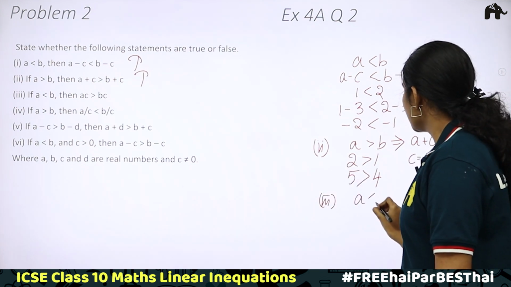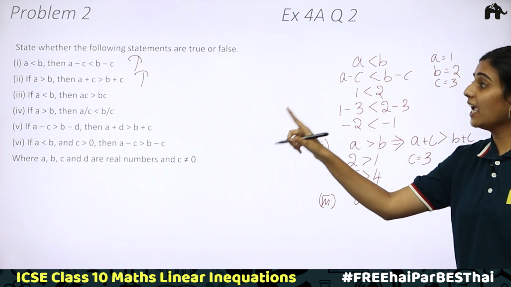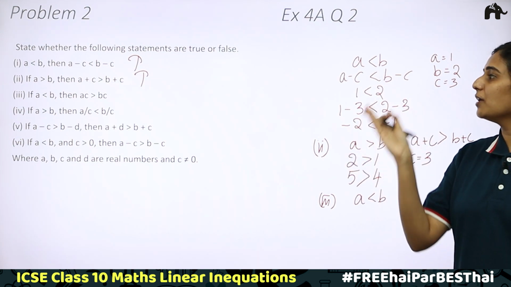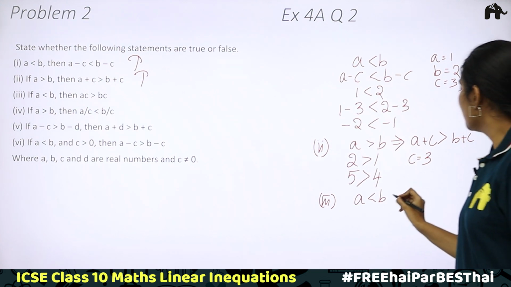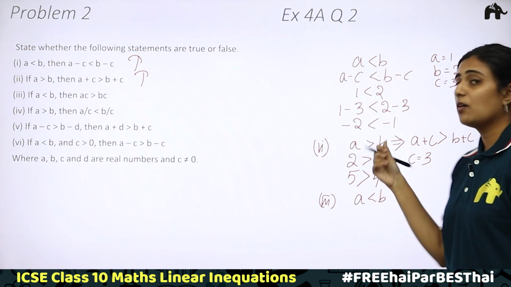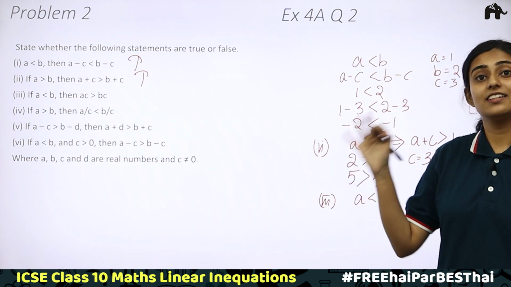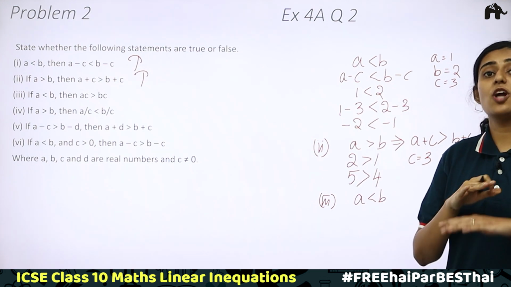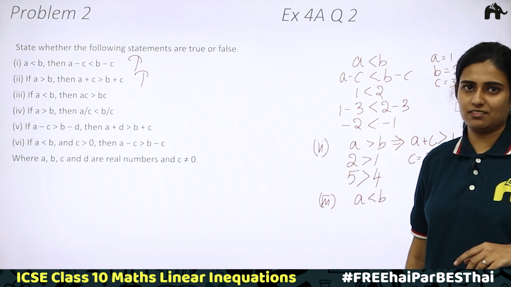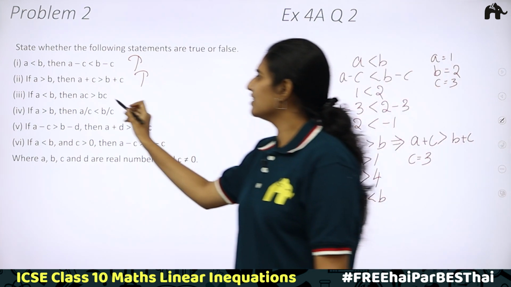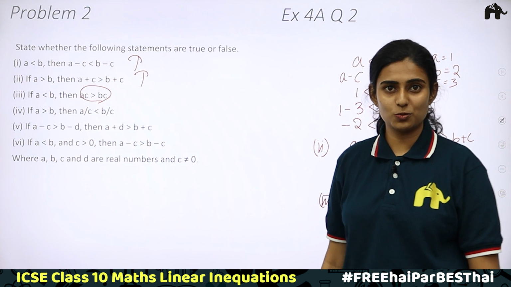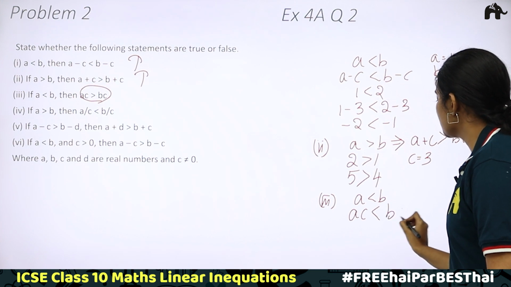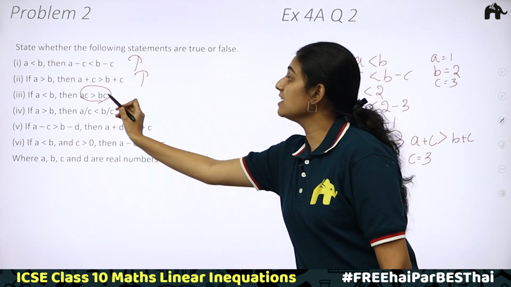Now the third one. If A less than B, then AC greater than BC. Here we are multiplying C on both sides. When you multiply C, what happens? Which rule are we using here? Third rule. Multiplying or dividing with a positive number will not bring any change in the inequality. Which means this is not true. When you multiply this, A into C should be less than B into C. But here it is given AC is greater than BC.